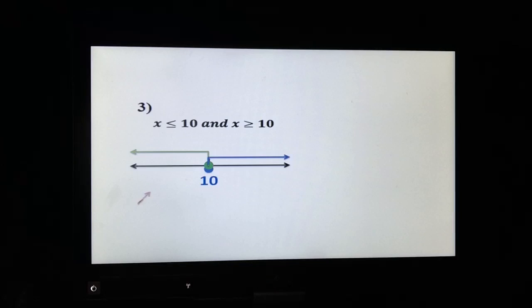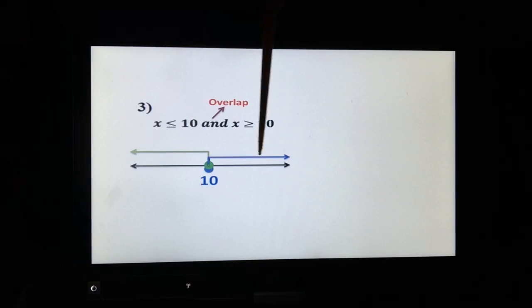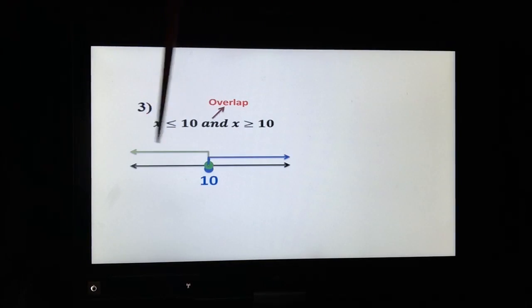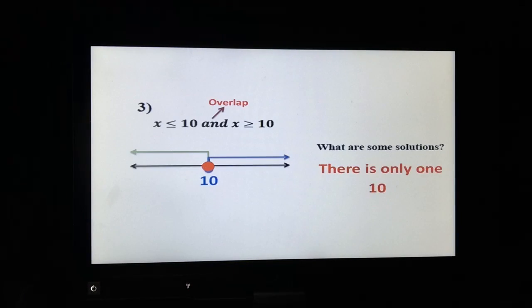Now again, and means overlap. There's only one place of overlap, that is right here where we have the green and blue circle. There's only one over here, there's only one over there, so nothing on those sides. So there's only one solution to this, so that one solution is 10. Okay, now we're going to go to the next slide, and the next slide is review.